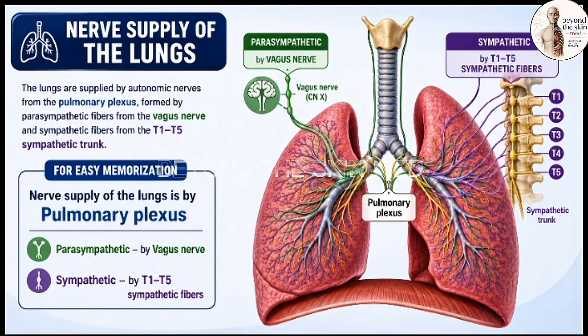Nerve supply. The lungs are supplied by autonomic nerves from the pulmonary plexus, formed by parasympathetic fibers from the vagus nerve and sympathetic fibers from the T1 to T5 sympathetic trunk. For easy memorization, nerve supply of the lungs equals pulmonary plexus, parasympathetic equals vagus nerve, sympathetic equals T1 to T5 sympathetic fibers.